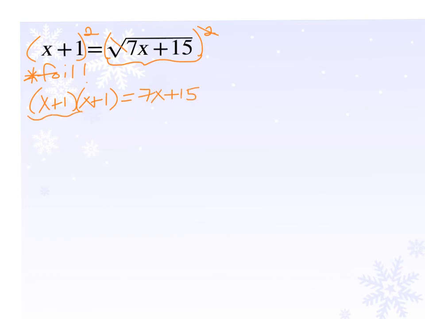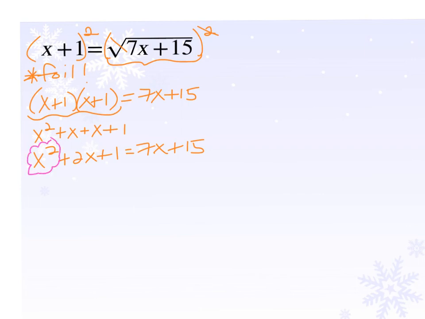If we FOIL x plus 1 times x plus 1, we get x squared plus 1x plus 1x plus 1, which is x squared plus 2x plus 1, equals 7x plus 15. We've changed this problem from a radical equation to a quadratic equation. And we know that because we have an x squared term in the equation. Because of that, we have to move everything over to one side to actually set the equation equal to 0.